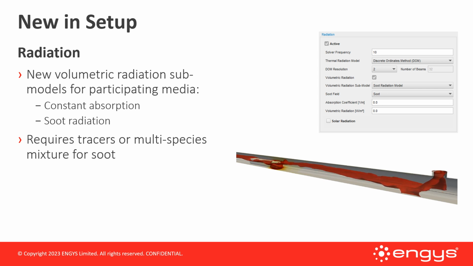To accurately simulate soot radiation, Elements requires the use of tracers, or a multi-species mixture model. This ensures that the soot particles and their interactions with the participating medium are properly accounted for in your simulations.